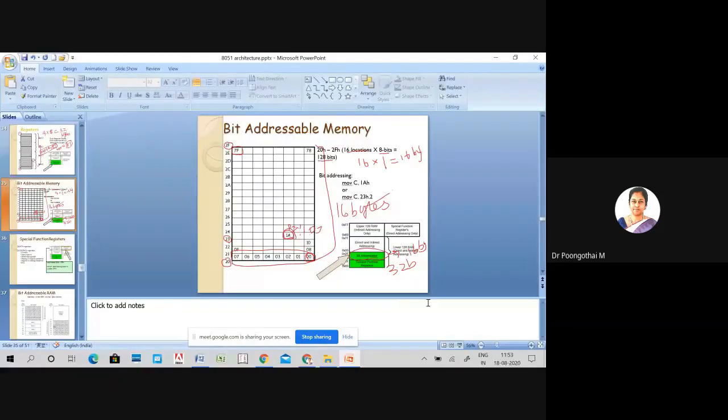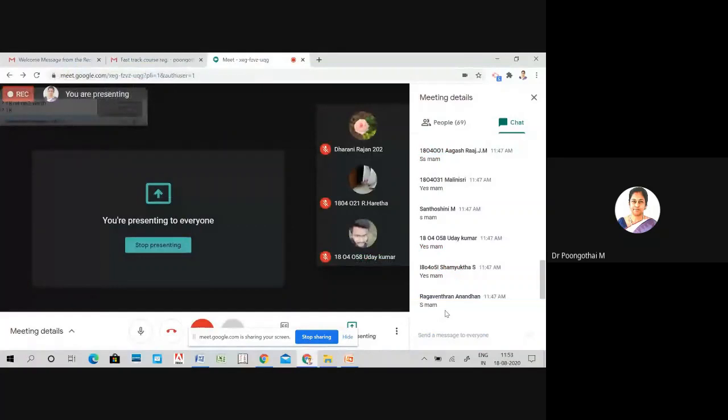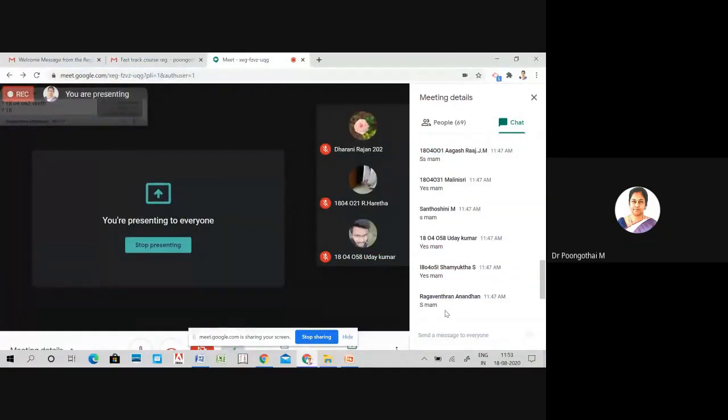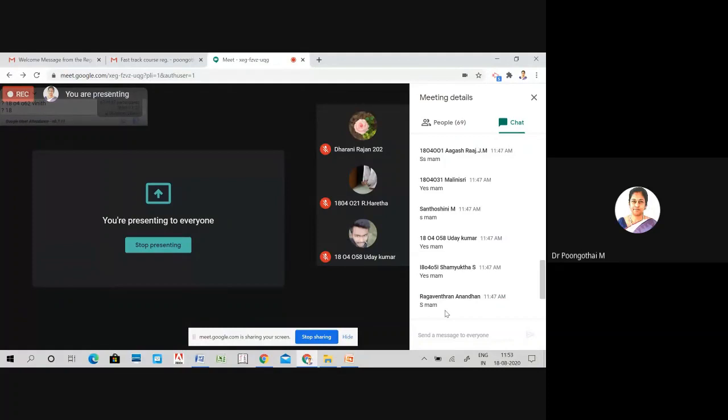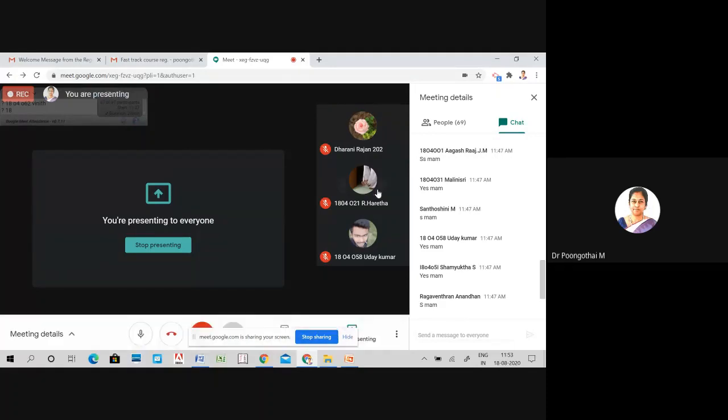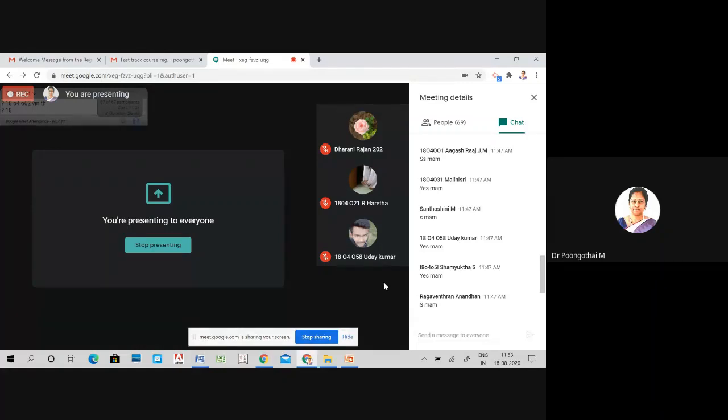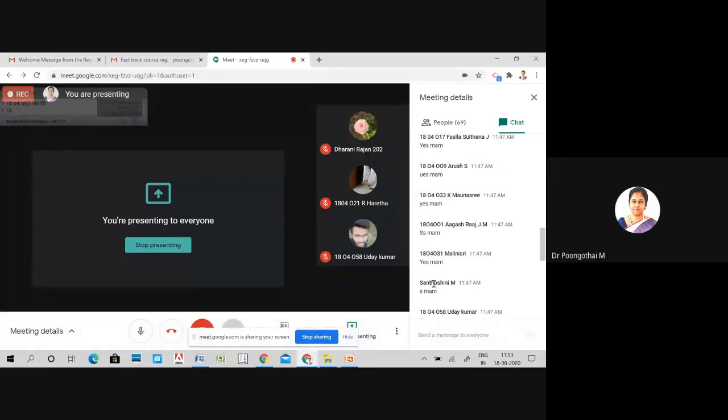Is it clear? So port 0 means we can access port 0.0 to 0.7. Similarly, port 1 means we can access port 1.0 to 1.7. Individual pins can be accessed by the user, designer or programmer. Is it clear? Yes or no, students?